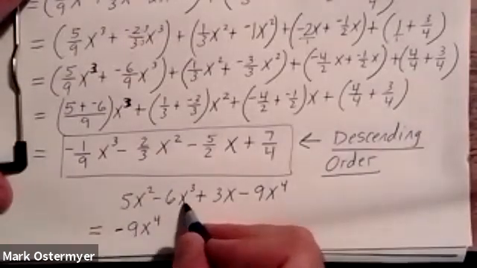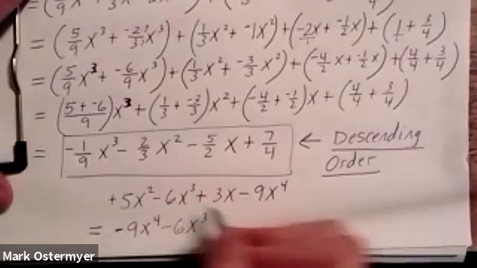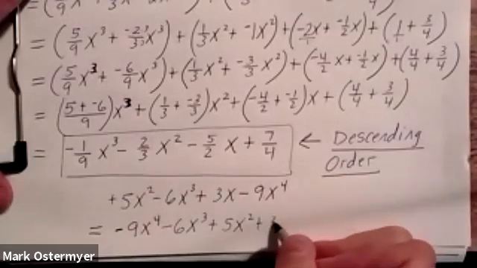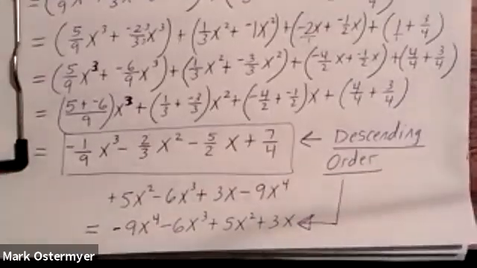Then we got a minus 6x cubed. Then we have a plus 5x squared. And then we have a plus 3x. That's now in descending order. Agree? So you can always rearrange terms of a polynomial to write it in descending order. Easy thing to do. Just try not to forget the sign in front of the monomial term when you move it. Make sure you bring the sign along with the term when you move it somewhere else in the polynomial. All right.